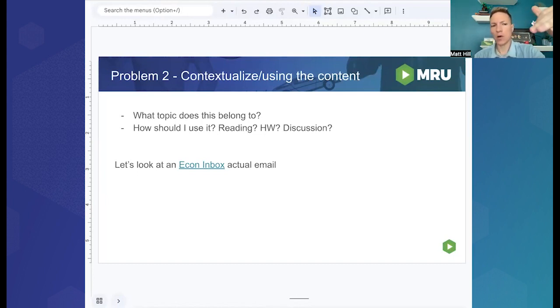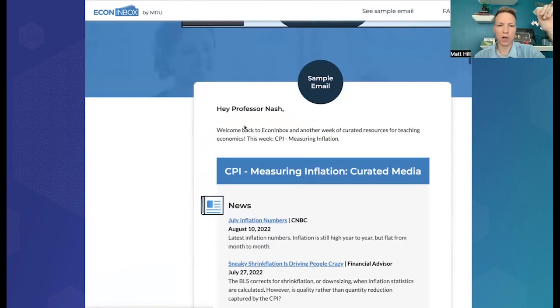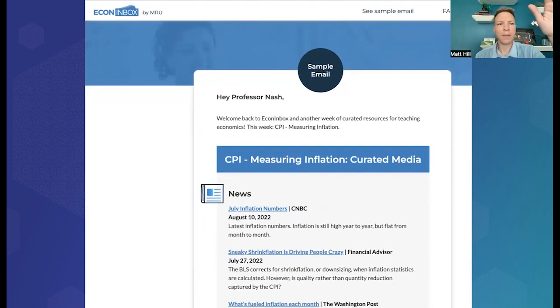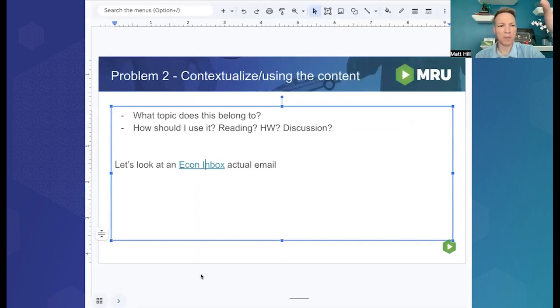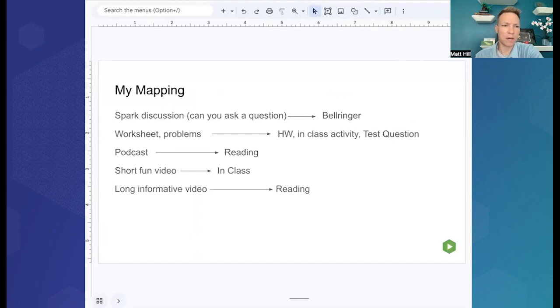Okay. And so for EconInbox, it comes already categorized. So when we went here, this was all in inflation. So it already categorizes it for you. It says, all right, you're teaching supply and demand, or you're teaching exchange rates or whatever. So here are articles related to that. So at least on the EconInbox side, it tells you, this is the topic that it's good for. All right. For the other ones, you sort of have to figure it out. All right, which topic does this article go with?